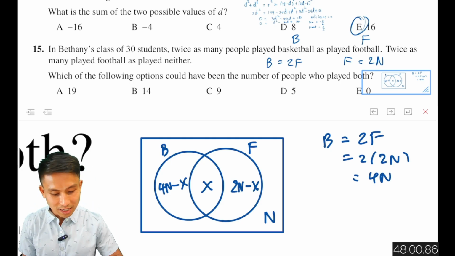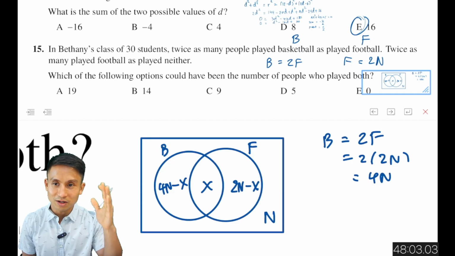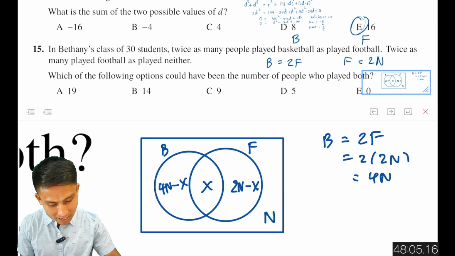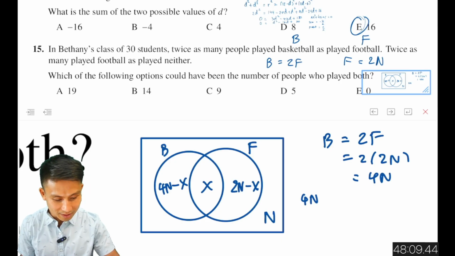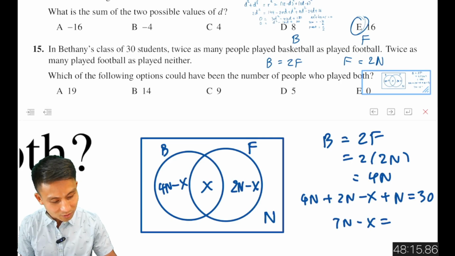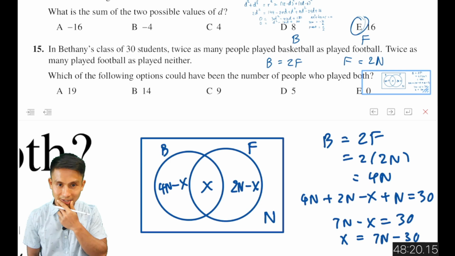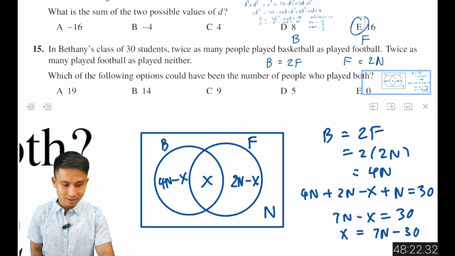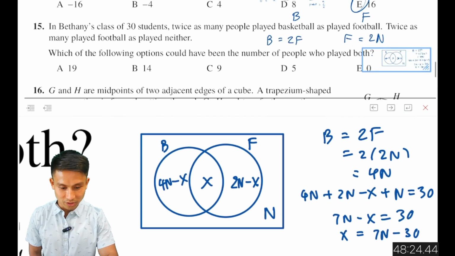Okay, so what's the point here? Well, at least we could say that if we add all of them up, we get 30. So we get 4N minus X plus X, so they cancel, and then plus 2N minus X plus N equals 30. So here is 7N minus X equals 30, and X is 7N minus 30. All right, let's consider what's possible here.